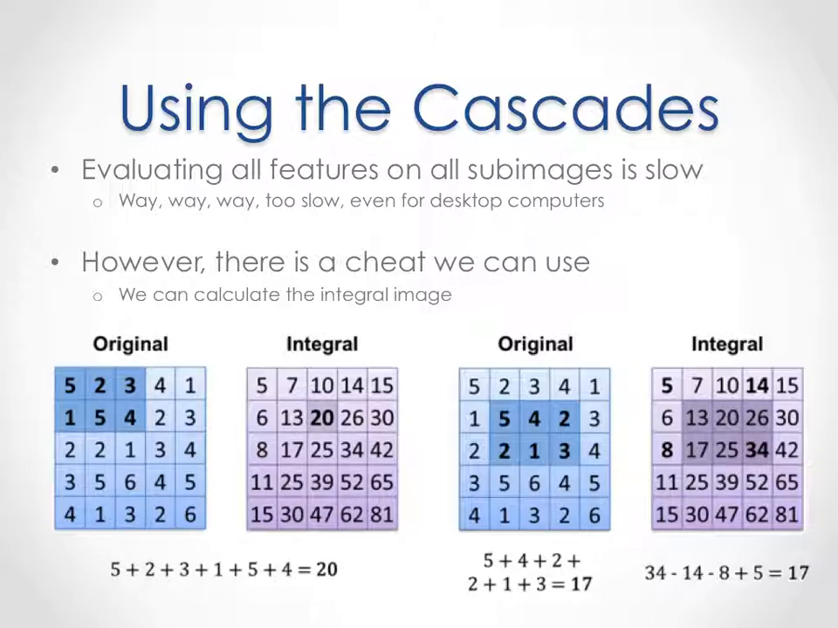If we have a white block that's not centered at the origin, but is centered, say, here, then what we do is we have to take this area and subtract this area and this area, and then because we subtracted this part twice, we add it back in again. So basically, we take this number, subtract these two numbers, and then add this number again.